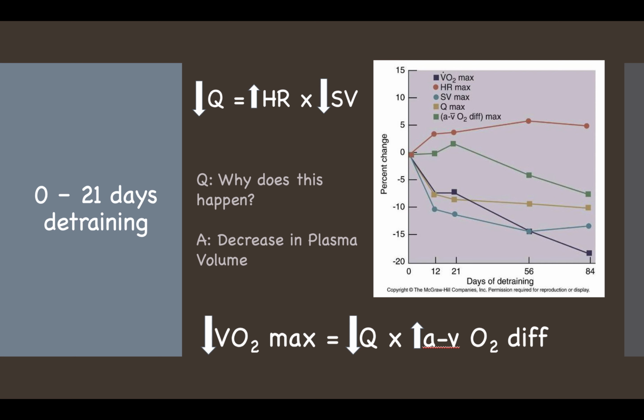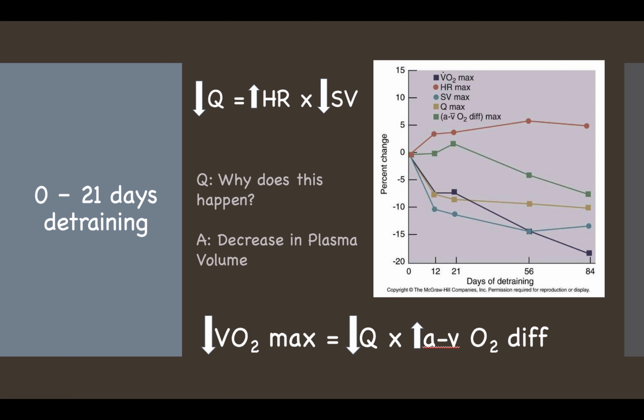Now, when we look at the graph from 0 to 21 days, so the first 3 weeks of detraining, we have a significant decrease in max cardiac output. That's Qmax, the beige line. It goes down nearly 10% in only 3 weeks of detraining.